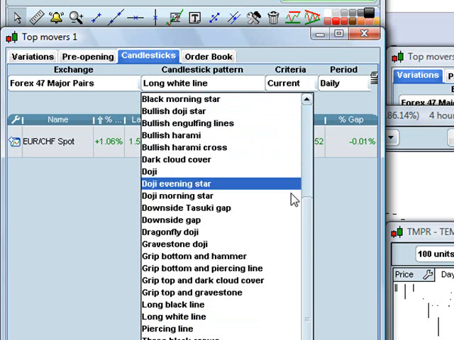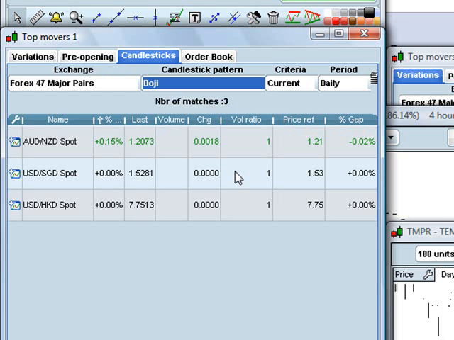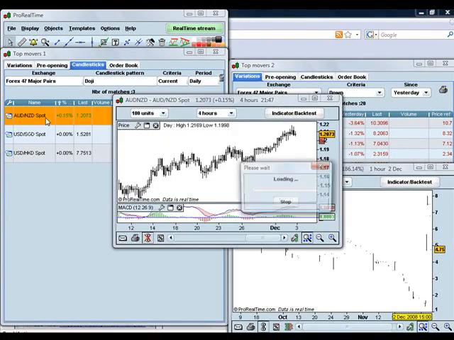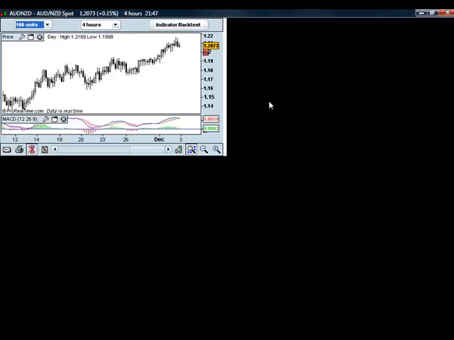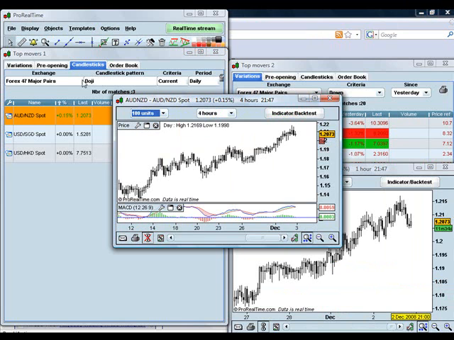So just as an example, there's a ton of patterns here, but let's look for a doji. And you can see here there's a number of different dojis that it's identified. Let's go to the Aussie Kiwi here. And you can see that little doji there that it's identified for you for the foreign exchange market. You can run those on all of the equity markets as well.